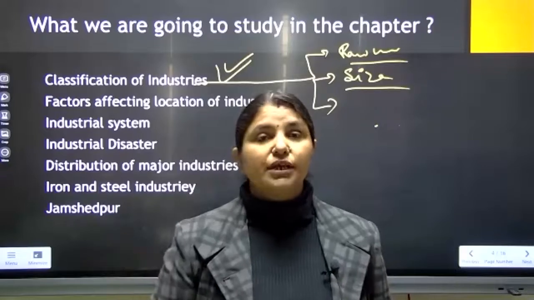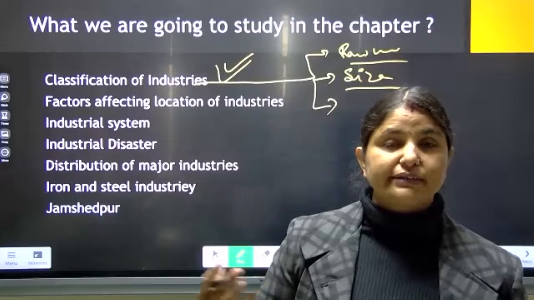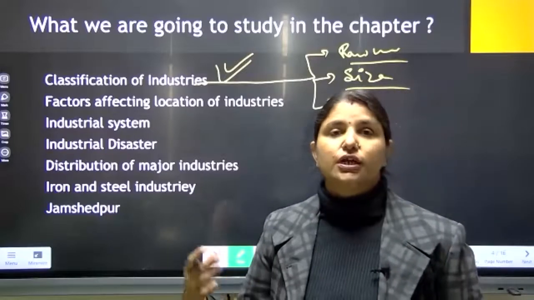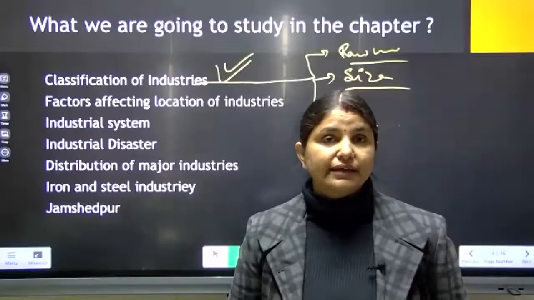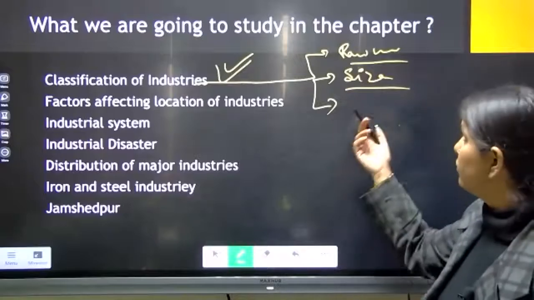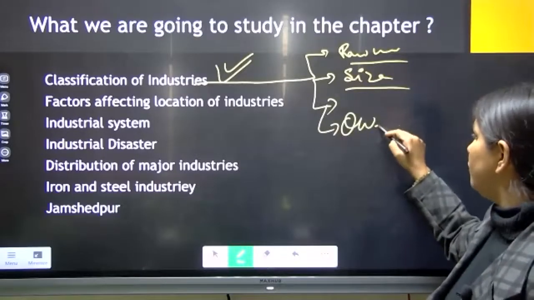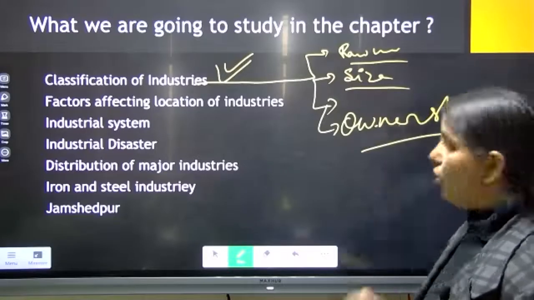And many big industries are there in the market, in the city areas, where they manufacture electronic goods, like refrigerators and parts of automobiles. That is known as large scale industries. Okay, small scale or large scale. The last one is on the basis of ownership.